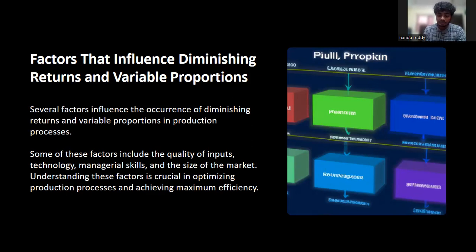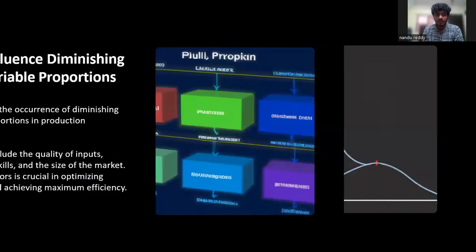And technology: if we go for updated machinery rather than people, then the production level and production quantity will be increased in limited time. So these are the factors that influence diminishing returns and variable proportions: quality of inputs, technology, managerial skills, and the size of the market.